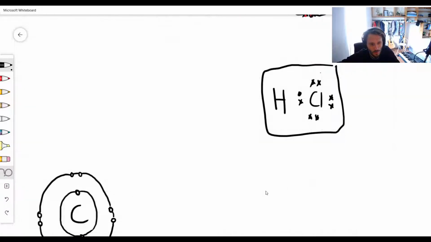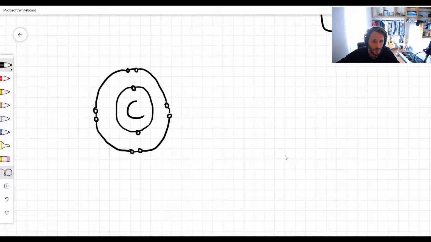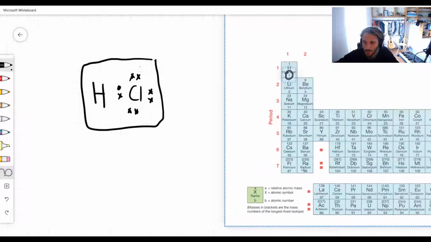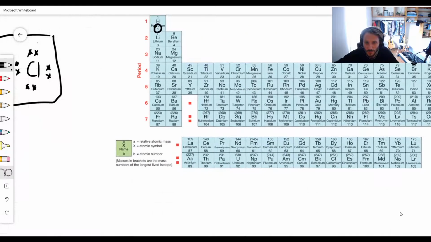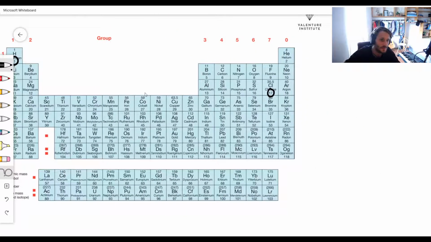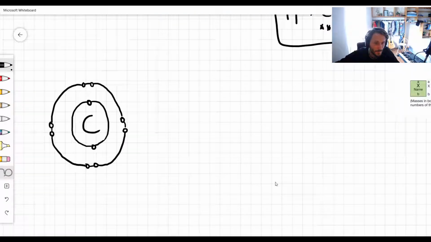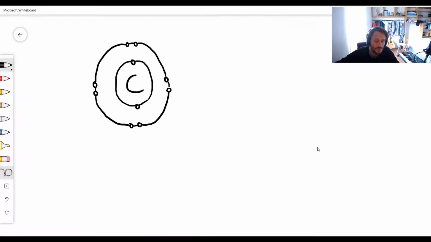Okay, let's talk about one more example. So I've got carbon over here, and if you have a look at carbon on your periodic table, here's carbon over here on the right hand side. It's got 6 available electrons, so let's go fill those in. So we've got 6, remember here are just my potential spaces, so let's fill this in. We got 1, 2, 3, 4, 5, 6.